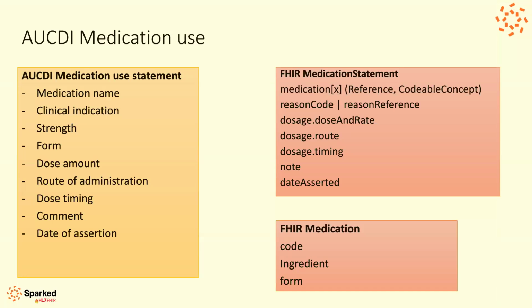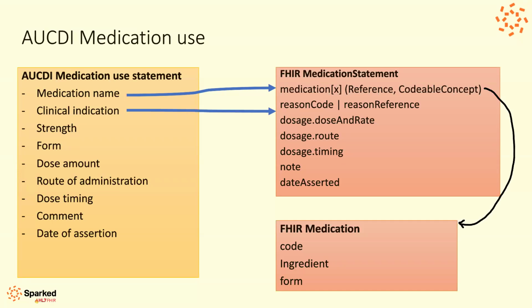So just looking onto AUCDI. AUCDI has a medication use statement, which is mappable to medication statement. So in particular, there's a set of the details there that AUCDI has picked out. So just to land those in where they may live in a medication statement resource, we have the medication name, which is essentially our medication code or medication resource that describes the medication. That medication resource may exist independently, so that has codes and other information about the medication.